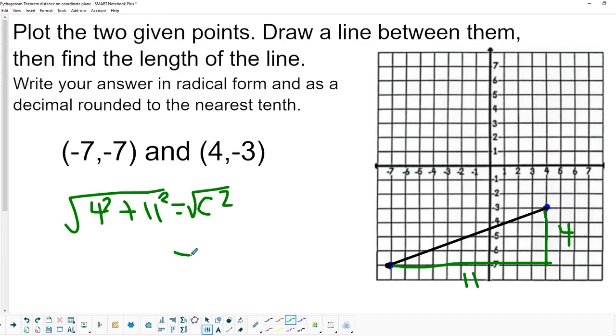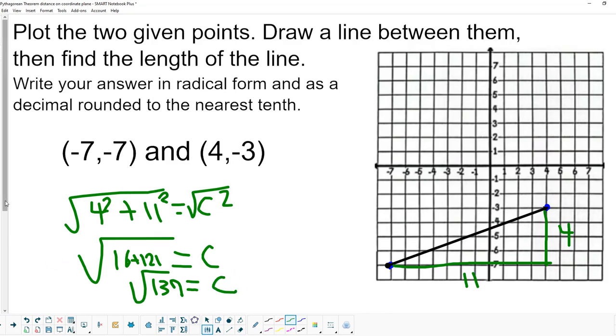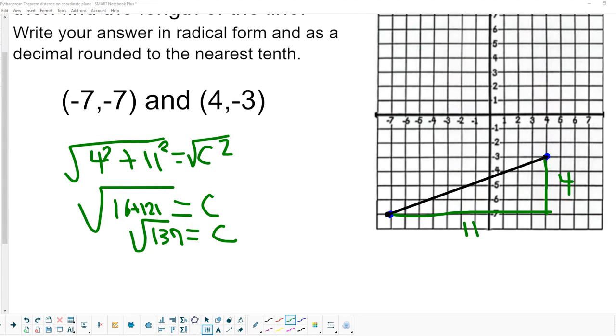And if I take the square root of both sides, we end up with c equals, well, first of all, we've got to put it in radical form. So 16 plus 121, which would be 137. So the square root of 137, and then to put it in decimal form, 137 square root comes out to be 11.7.